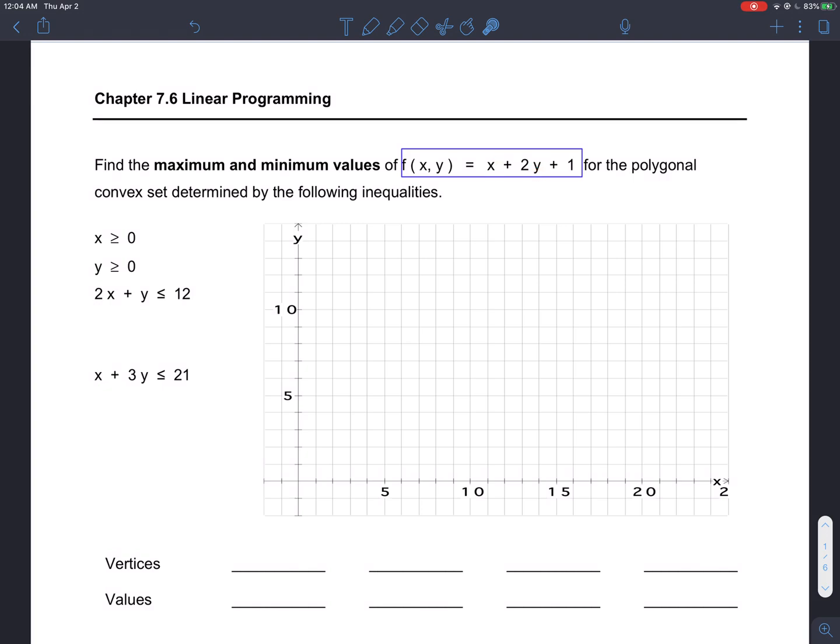The whole reason this notation has changed from our typical f of x to f of xy is because we have both x and y in the equation. Another way that you might see this is z equals x plus 2y plus 1. This function is called the objective function, and we're going to deal a little bit more with that in a moment. But for now, it says for the polygonal convex set.